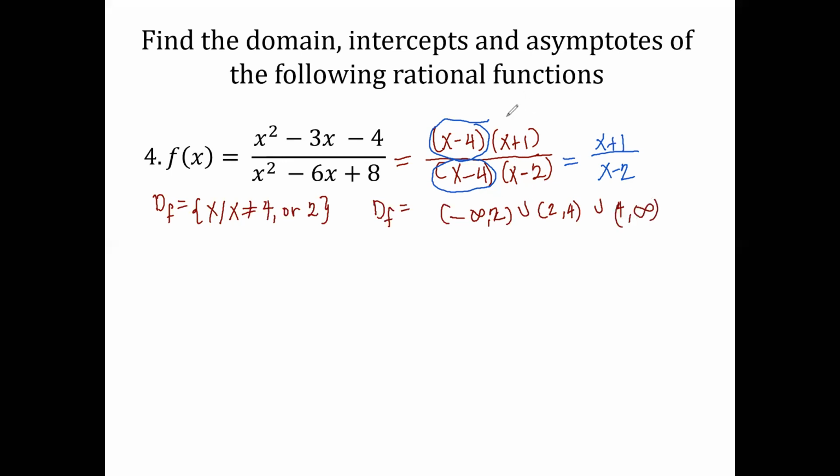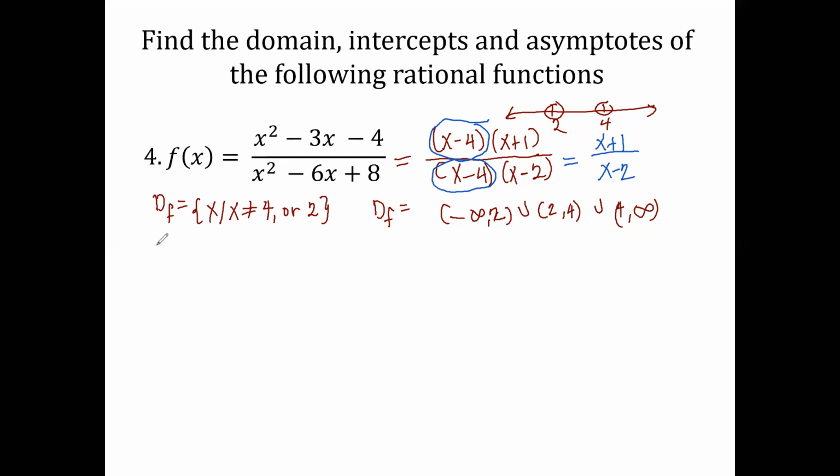So let me check that one. Let's plot it on a number line. So you have, this is 2, this is 4. So except 2, except 4. So negative infinity to 2, between 2 and 4, and 4 to positive infinity. Okay. Next.